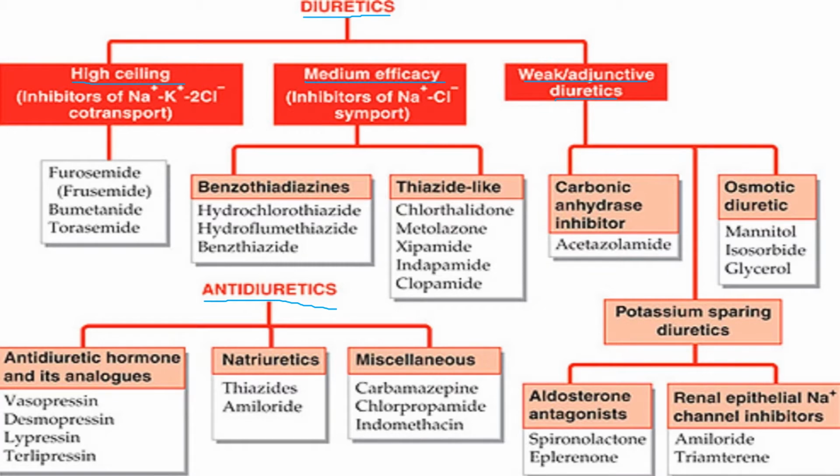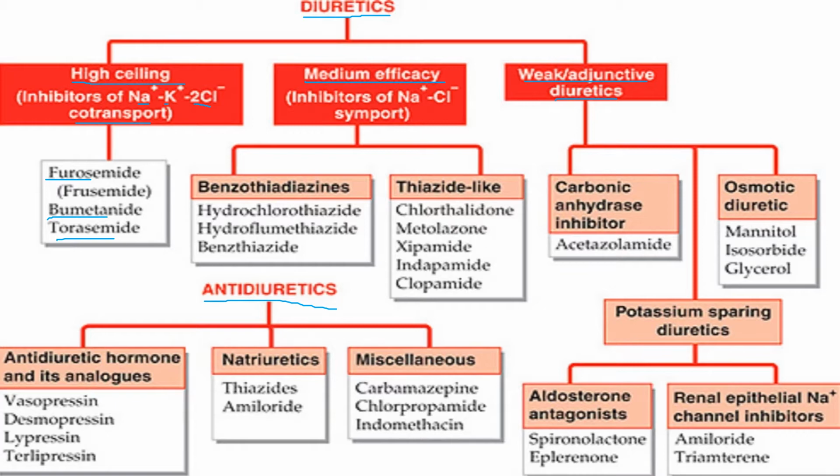Here we'll talk about the high efficacy diuretics, which are the inhibitors of sodium, potassium, and chloride, working by co-transport, which means moving the molecules in opposite directions. It includes furosemide, bumetanide, and torasemide.